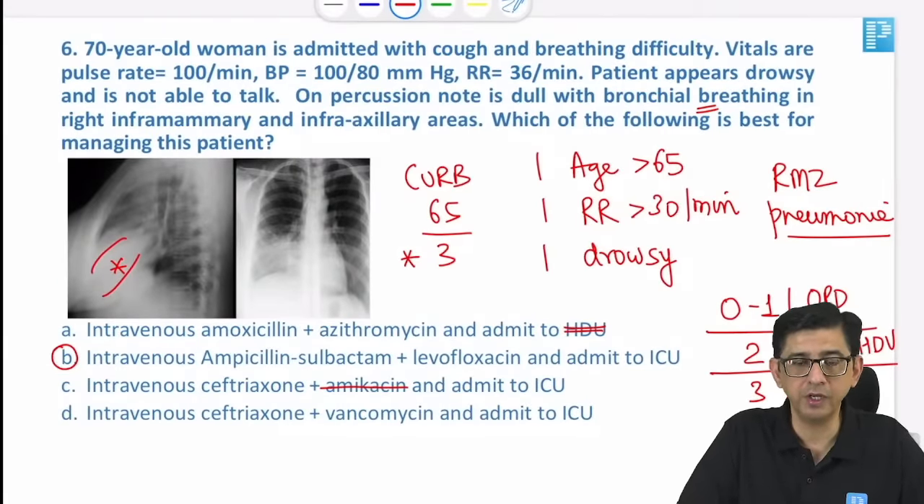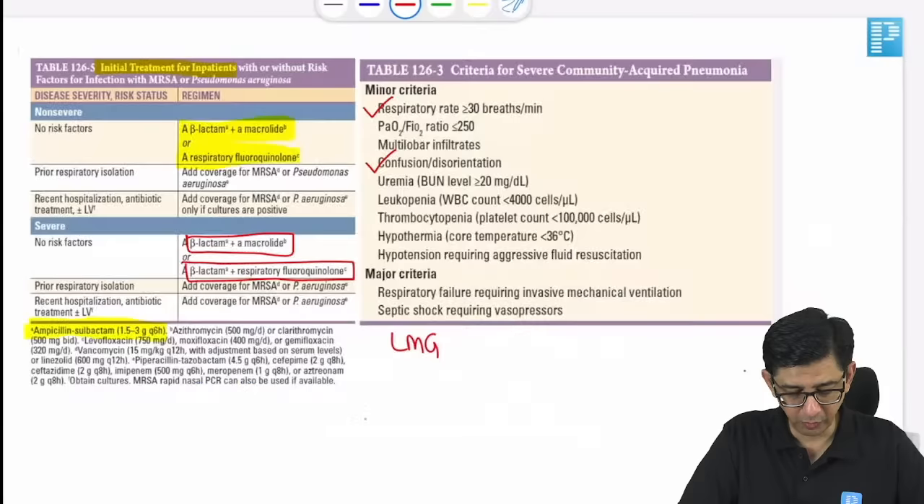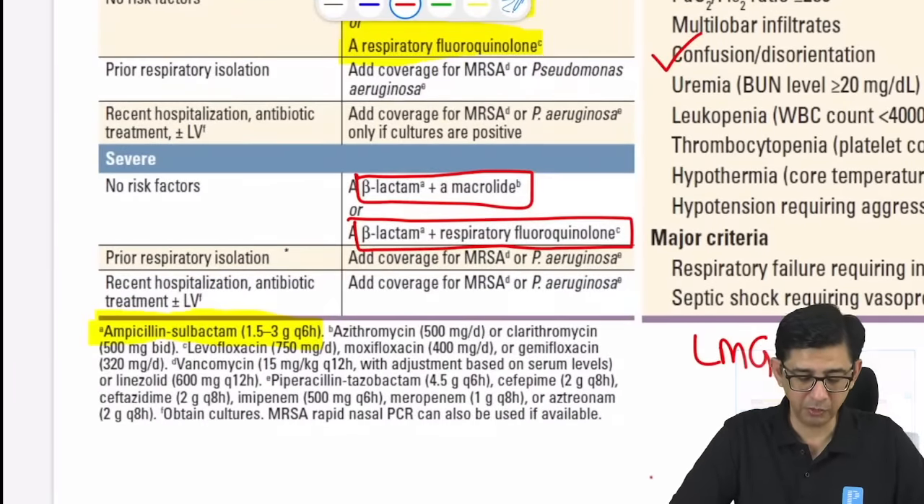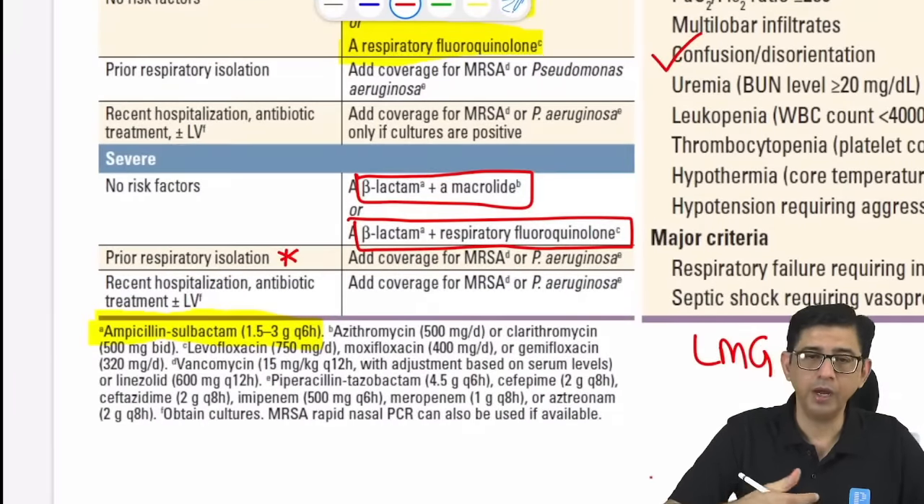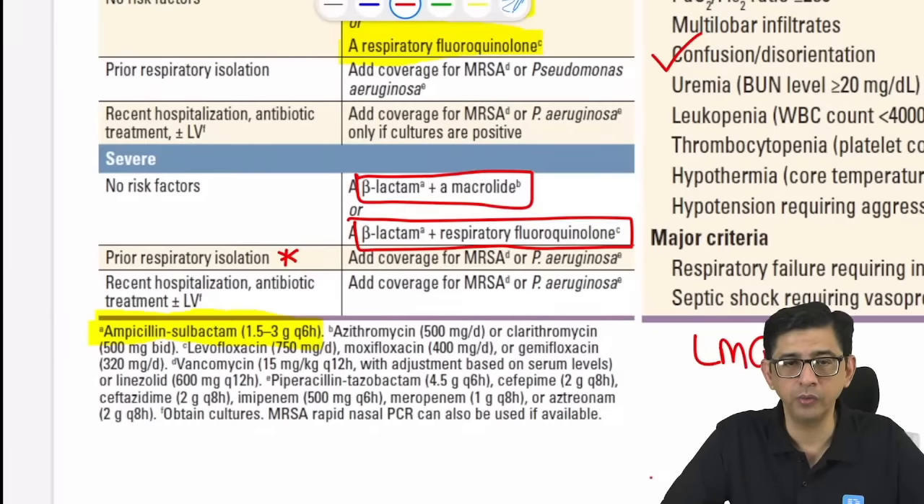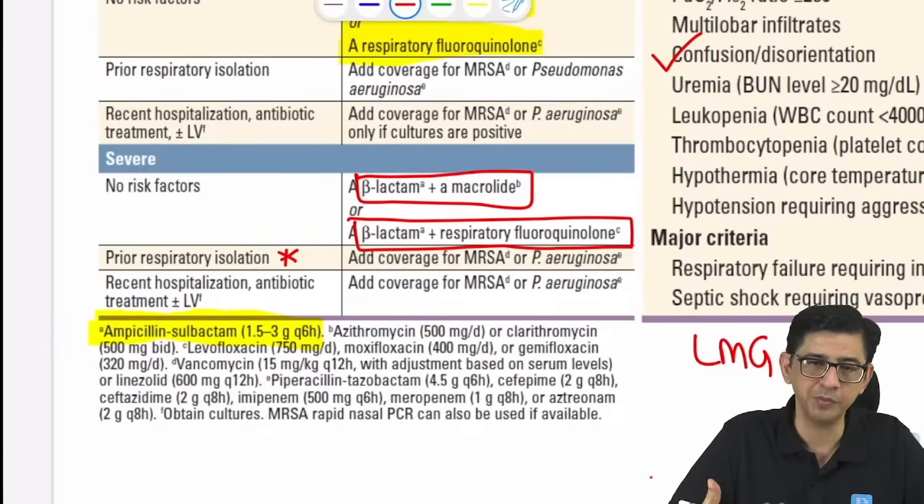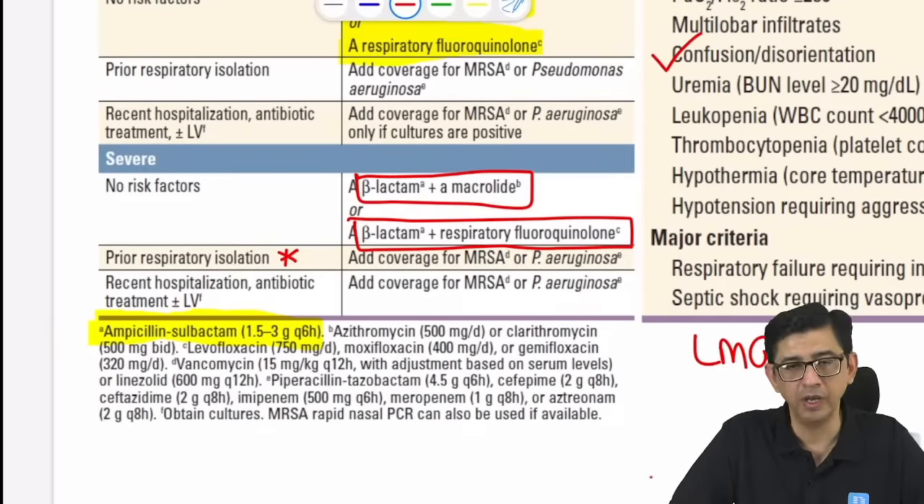If there is a risk factor for staph aureus, if you look at this table, he mentions that if there is prior respiratory isolation, if he's already had a pneumonia episode, in those circumstances we will have to give coverage for MRSA or coverage for Pseudomonas as well. If it's recurrent hospitalizations, we'll have to add coverage for Pseudomonas aeruginosa as well.